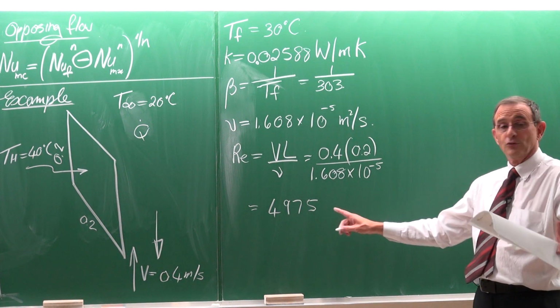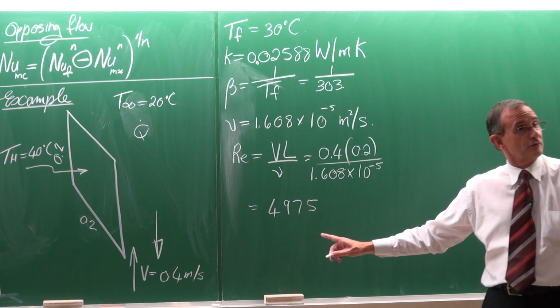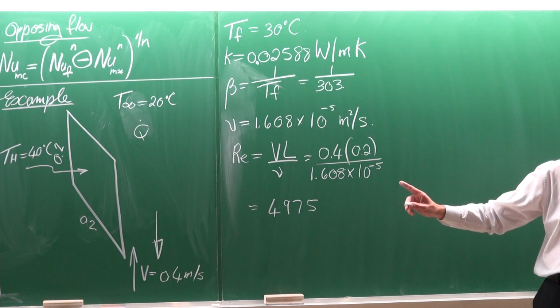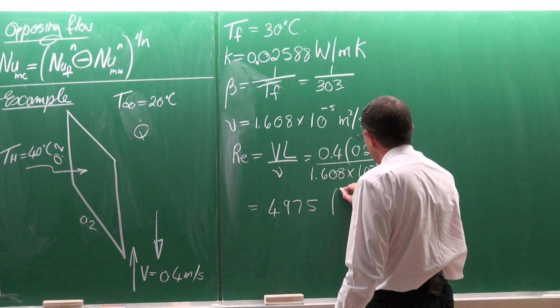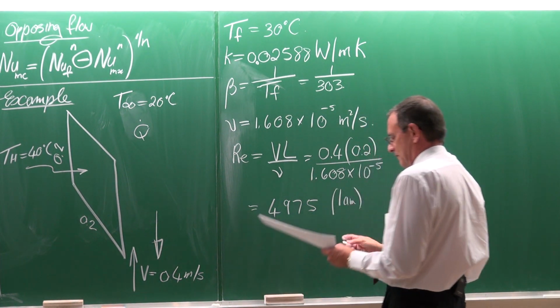Not turbulent flow, because 2,300 is for tube, and this is a flat plate. So transition occurs at 10 to the 5 or something like that. So the flow is laminar for a flat plate.